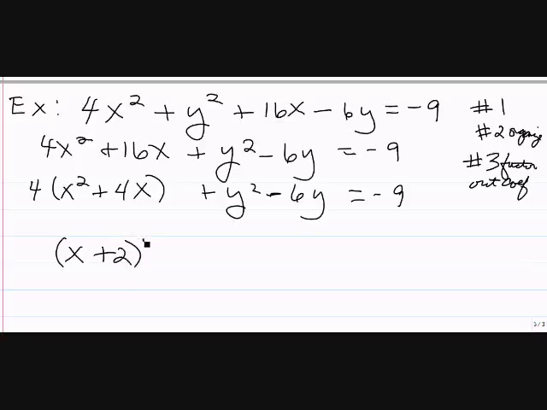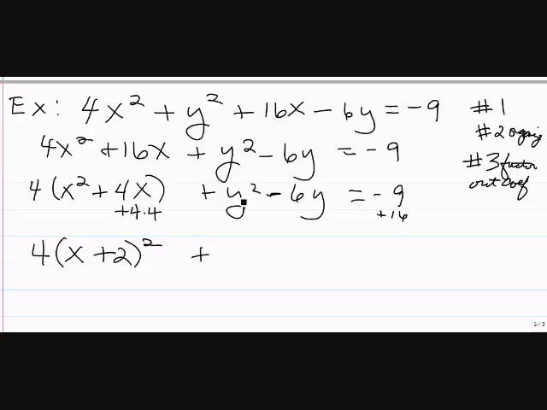2 squared, but x plus 2 squared is x squared plus 4x plus 2 squared. So I got to add in 4. And now I have that 4 that I factored out. I got to multiply by that 4, and I get 16. Okay?